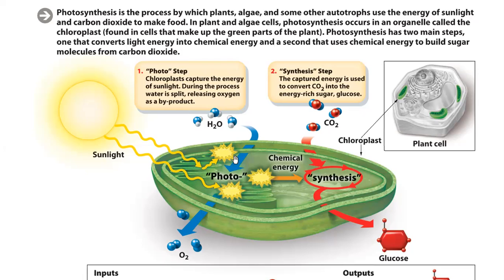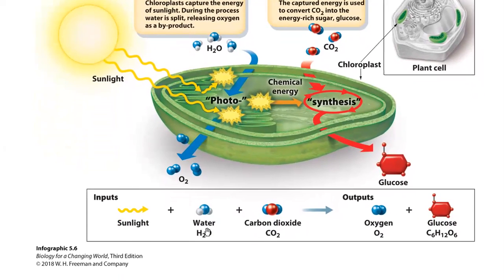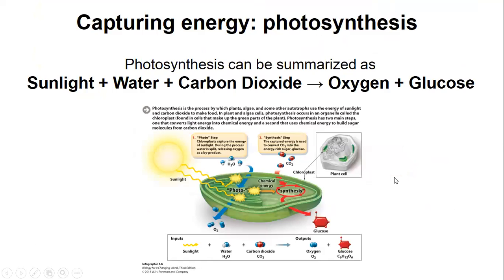Well, you have this step here, which is called the photo step, and oxygen is a byproduct. We as humans and mammals need oxygen, so that's a good thing. And then you have this chemical energy, which is going to convert carbon dioxide. We breathe that out. Plants use it. And you're going to then make glucose. Or not you, but the plant, right? So we have light, water, carbon dioxide, making oxygen and glucose.